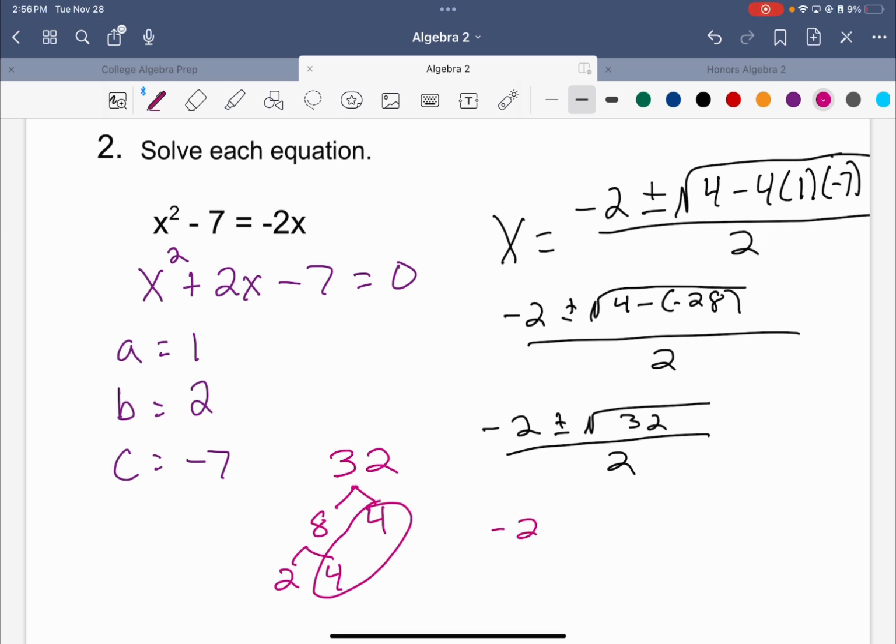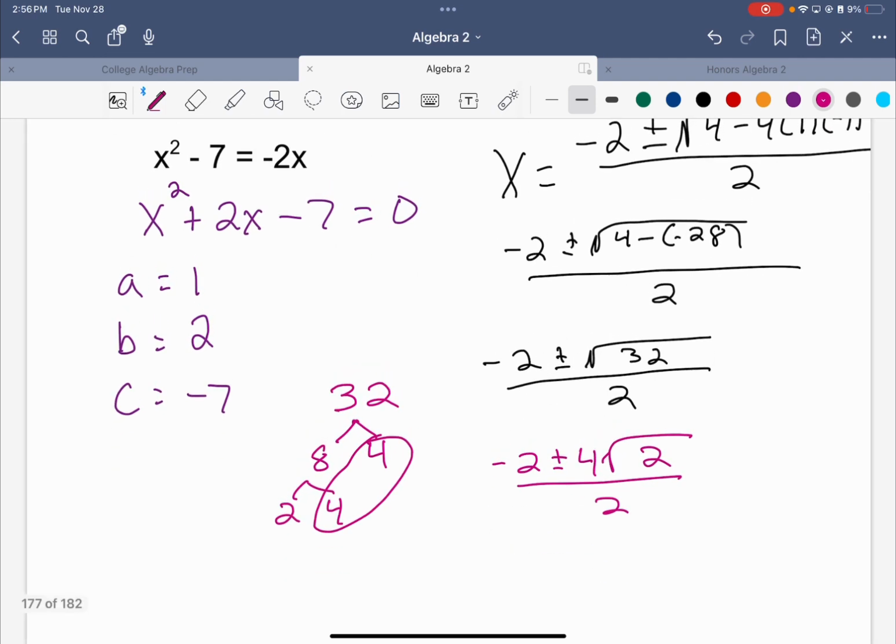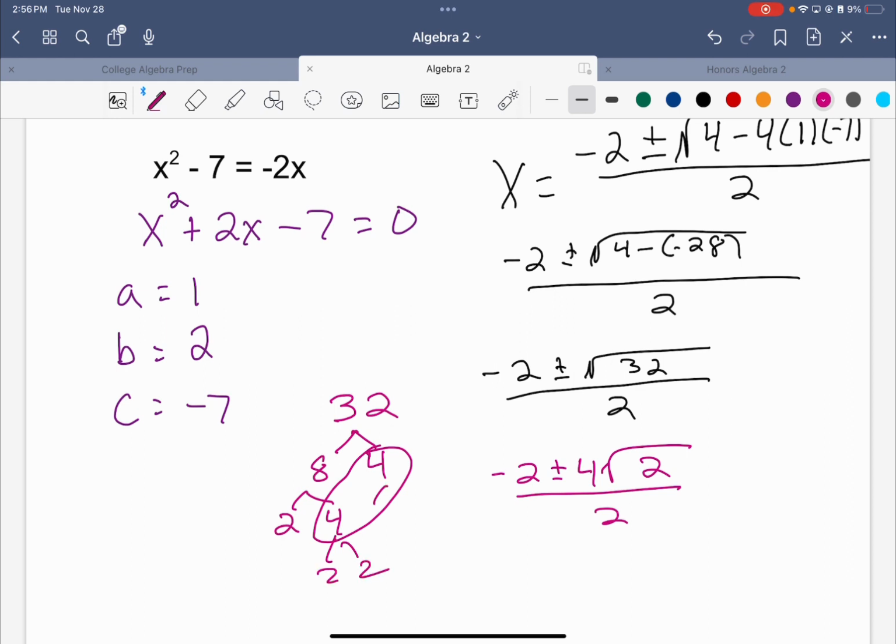So that makes it negative 2 plus or minus 4 radical 2 over 2. Could you have gone 2 and 2 and 2 and 2? That 2 has a buddy, take it out. That 2 has a buddy, take it out. 2 times 2 is 4. You get the same answer. Once you get that pair when you're doing the factor tree, stop. Hammer time.